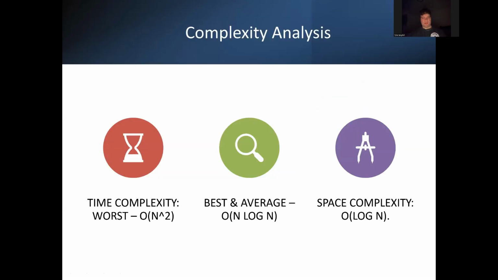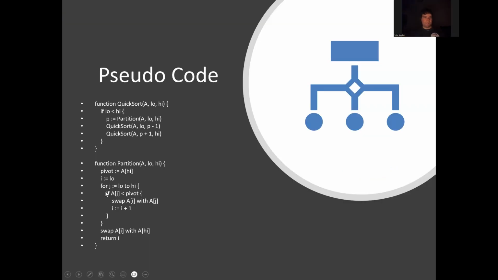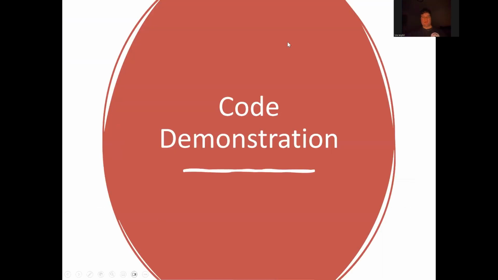And space complexity is O log of n, meaning this right here. If A of index j is less than pivot, swap A index i with A of j, and i equals i plus 1. And then, yeah.